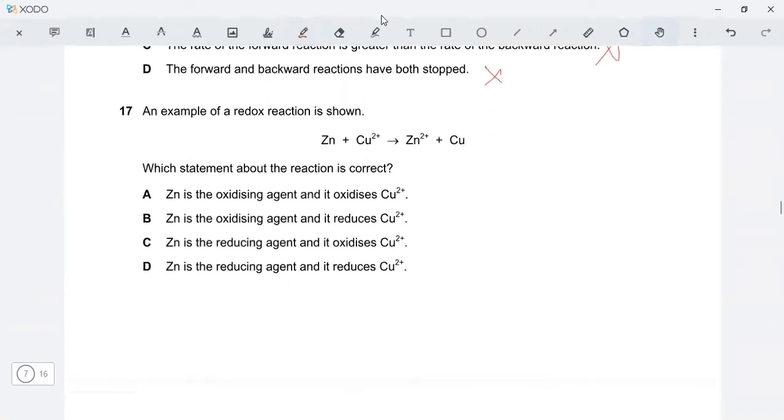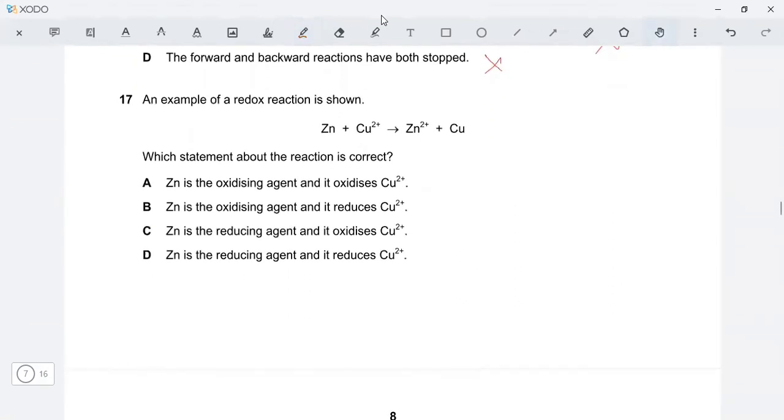Okay. Next, 17, an example of a redox reaction. It's shown here. This is an example of redox. Redox means reduction and oxidation reactions taking place simultaneously. Which statement about the reaction is correct? Well, in this type of question, you have to find out which is going to be oxidized and which is going to be reduced, so that we will get the oxidizing agent and the reducing agent.